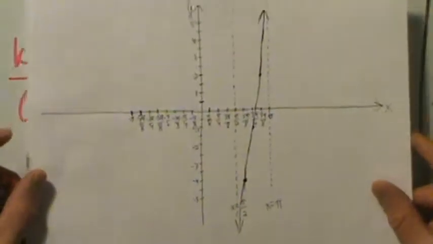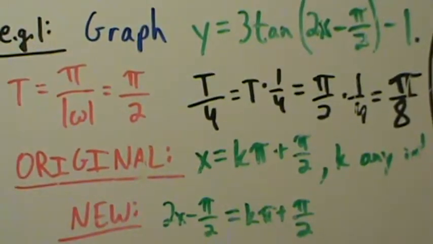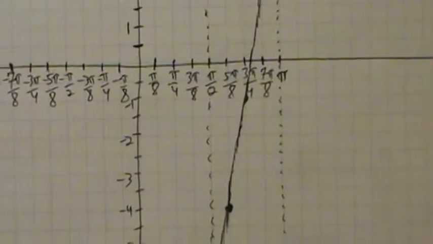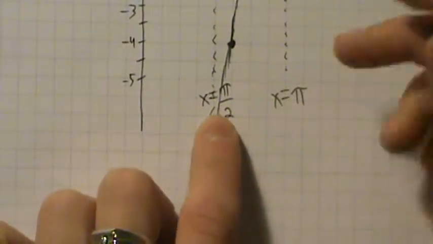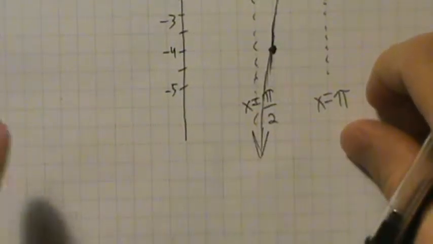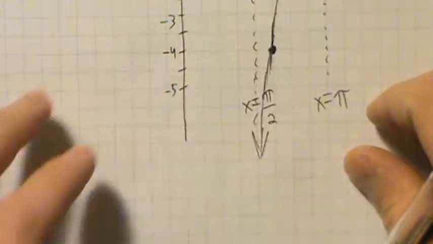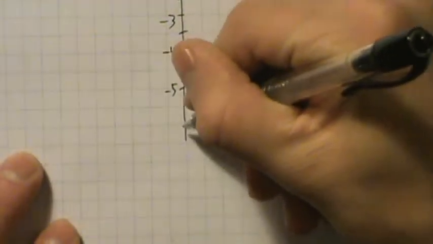But we can also just use the period, because what is the period? Remember, we found way back in step 1, the period is pi over 2. So every pi over 2 units, everything starts repeating. So we can actually use that to our advantage. Here we have a vertical asymptote at x equals pi over 2. So let's go pi over 2 units to the left. Well, that's going to be right at x equals 0, right on the y-axis. So we'll have another vertical asymptote there.